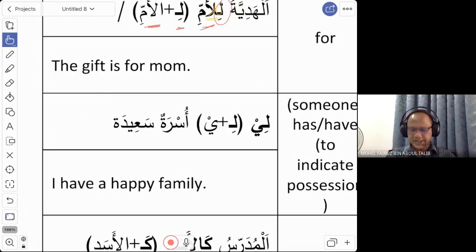Any question for li before I add another way to read the word li?